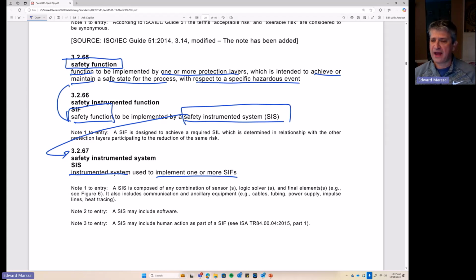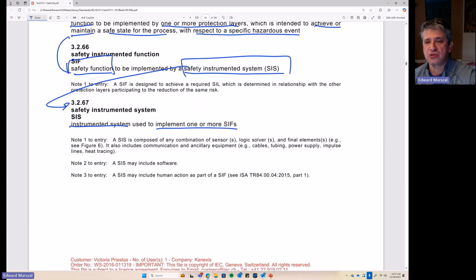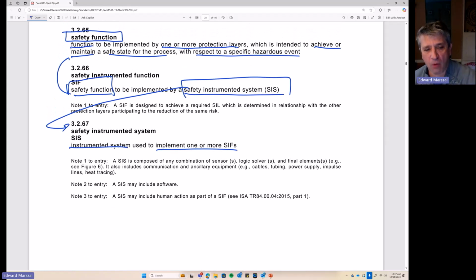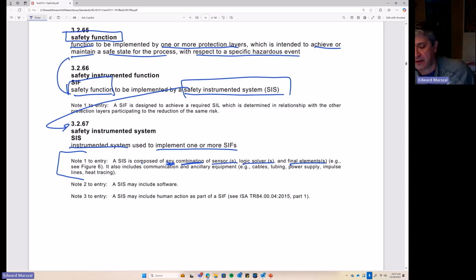Okay, I'm showing you all this, and I'm intentionally trying to confuse you. And the one thing I'm going to do to confuse you even more is point to note 1 to the definition of a safety instrumented system, which says an SIS is any combination of sensor, logic solver, and final element.